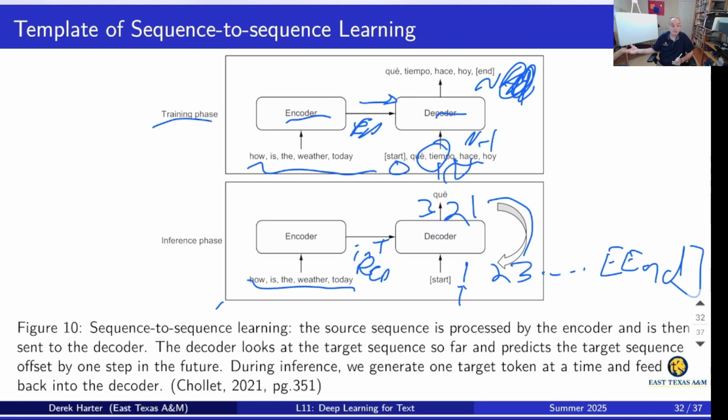And you can use recurrent layers for both the encoder and the decoder. So we'll look at that, and we'll also look at, in this video, using the transformer architecture to be the encoder and the decoder piece.